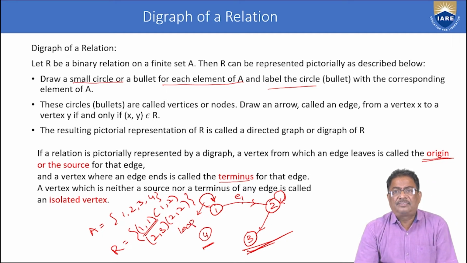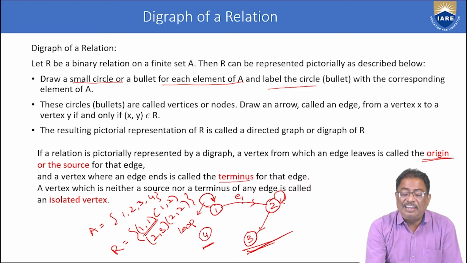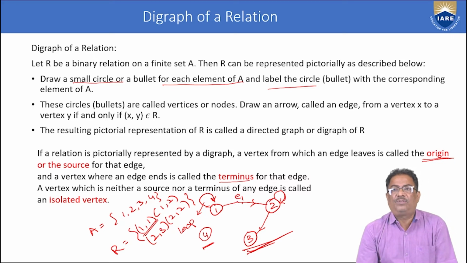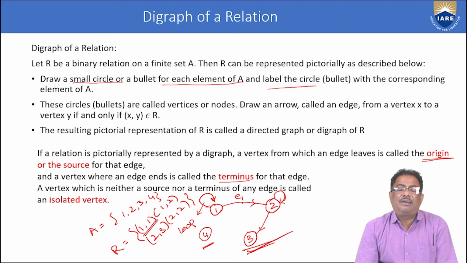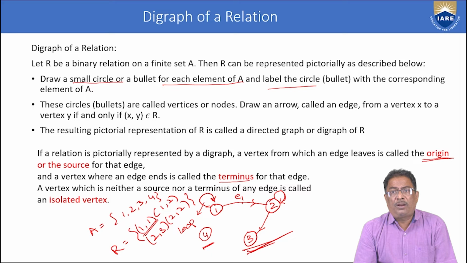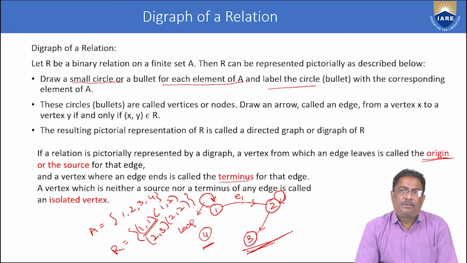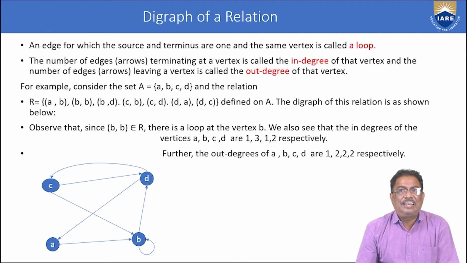Another one is the in degree of the vertex and the out degree of the vertex. The number of edges which are reaching that particular node is the in degree of the vertex, and the number of edges which are leaving from that node is nothing but the out degree of the vertex. So: what is the origin, what is the terminus, what is an isolated vertex, what is a loop, what is the in degree of a vertex, and what is the out degree of a vertex.